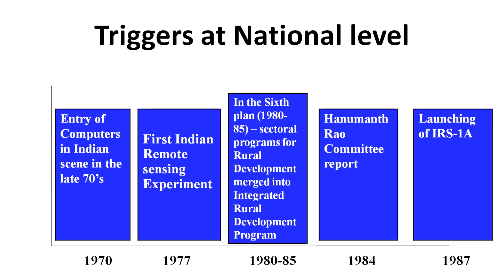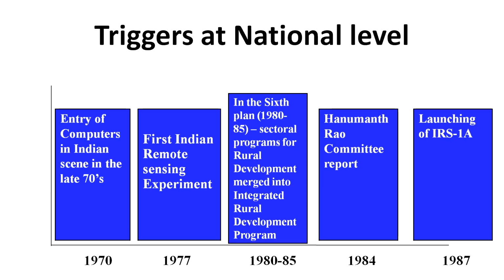In the development of the geospatial ecosystem, there are certain triggers at the national level. The entry of the computer in India was a trigger which took place in the late 1970s. The first remote sensing experiment took place at the end of the 70s in Kerala, using a low flying aeroplane for mapping the coconut trees.